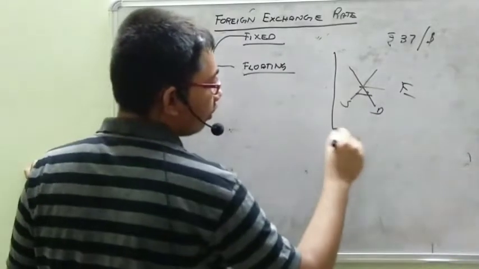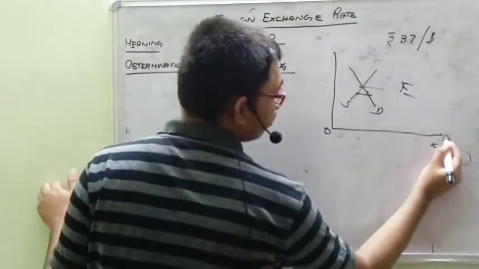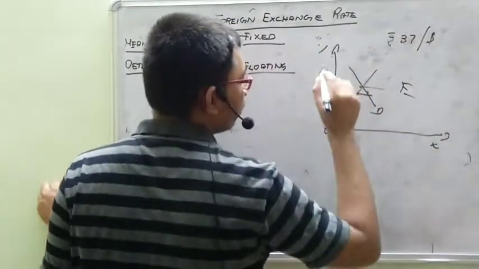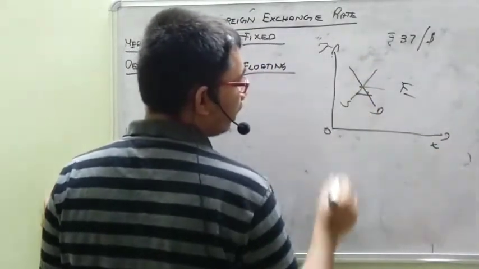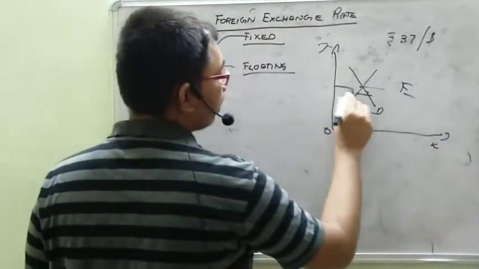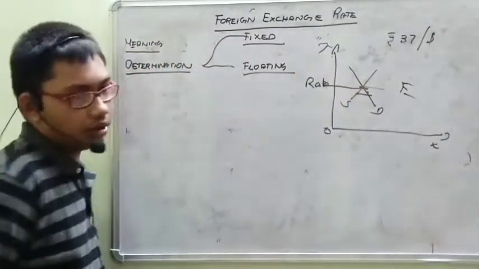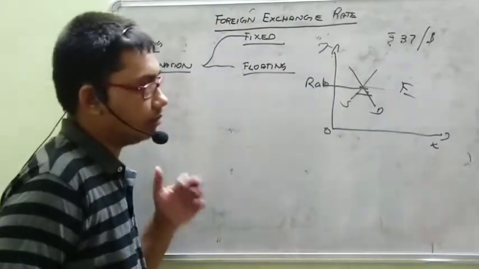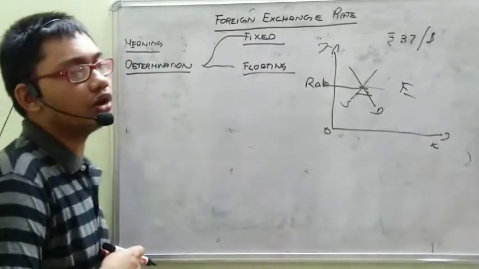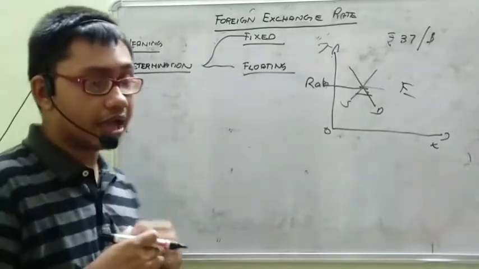If it is demand for foreign currency and if it is supply for foreign currency, okay, demand for foreign currency and supply of foreign currency, this is price or rate of foreign currency. This is where the foreign exchange will be fixed. Here what happens, there is always equilibrium. It promotes stability. It is actually better.